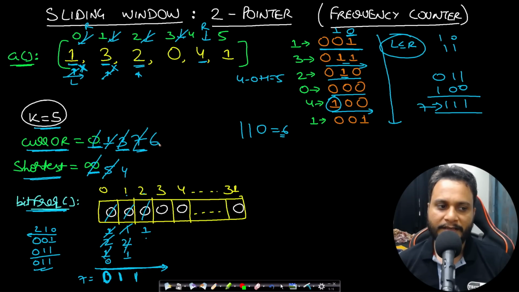Okay, now this 6 is greater than equals to 5. So definitely we need to update this shortest variable as well. So this will be R minus L plus 1. 4 minus 2 plus 1 is 3. So update this to 3, which is a smaller size, right?